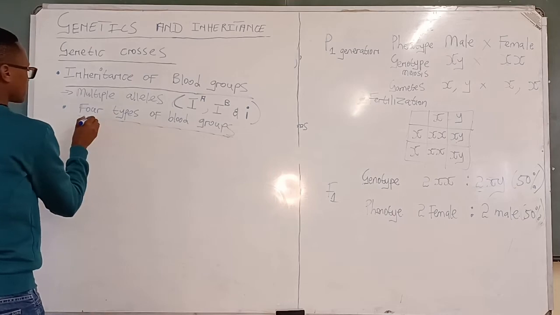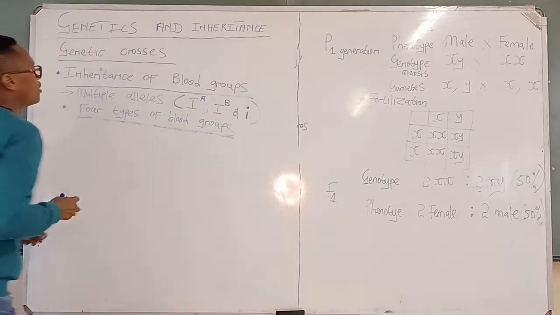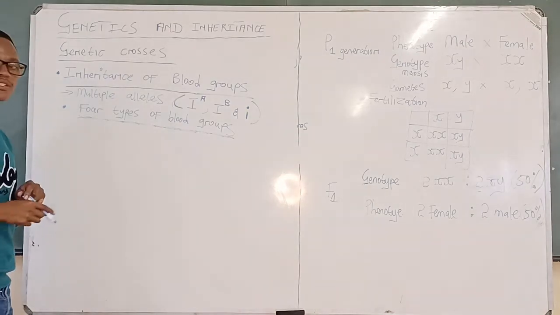Whiteboard marker doesn't want to write, don't know why. Okay, I have 4 types of blood groups.